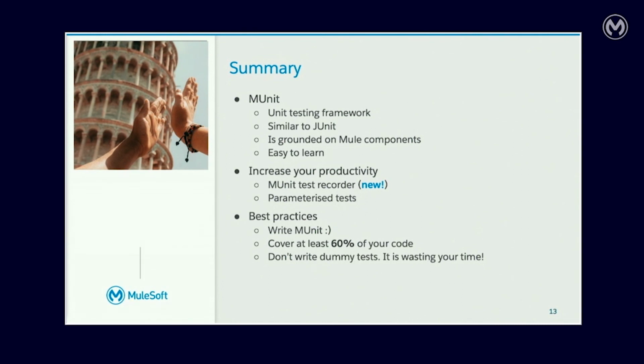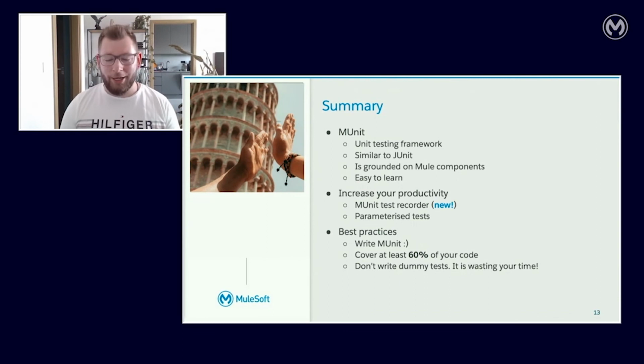From the perspective of best practices, I tried to tell you to write unit tests, as they are fairly important and can increase the self-confidence in the code that we try to deliver. Of course, try to have at least 60% of code covered by MUnits. Of course, we do not need to aim for 100%, as we would burn our saved time. So I would advise not to write dummy tests, only the ones that are really important.